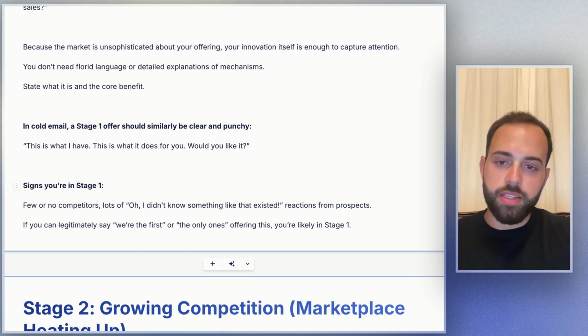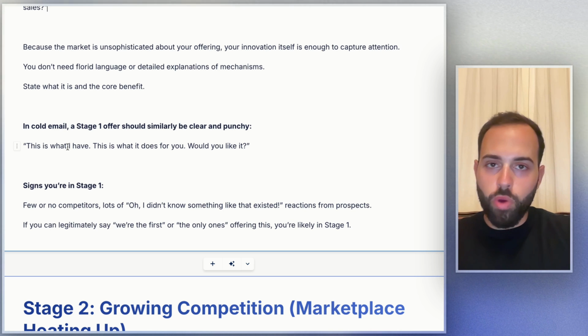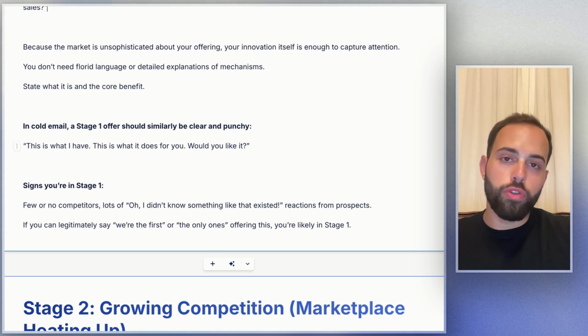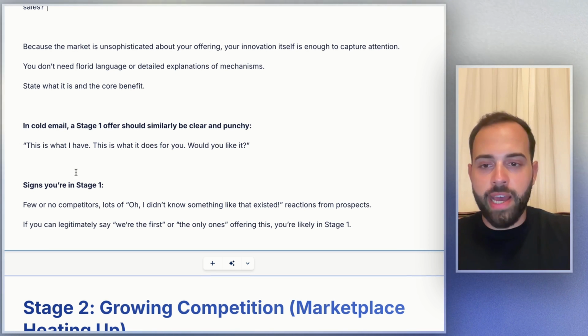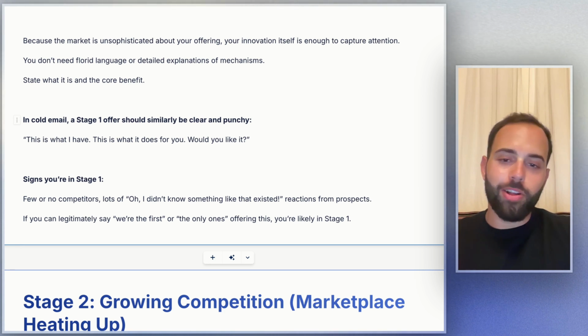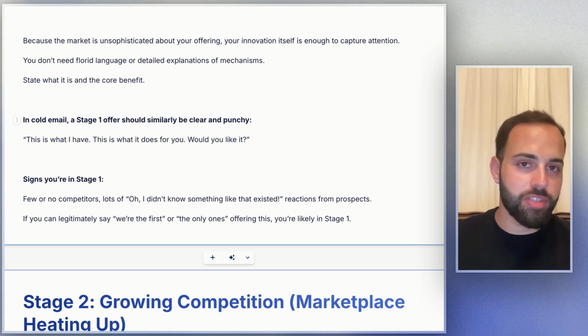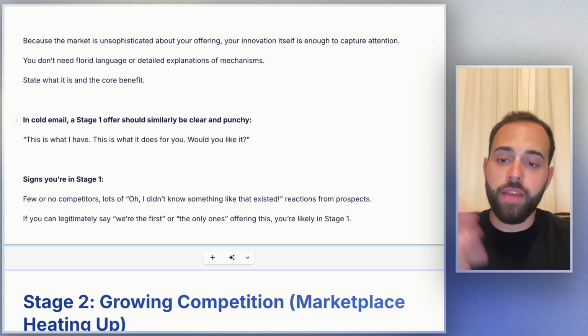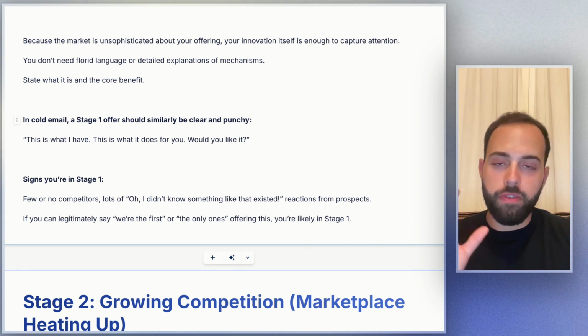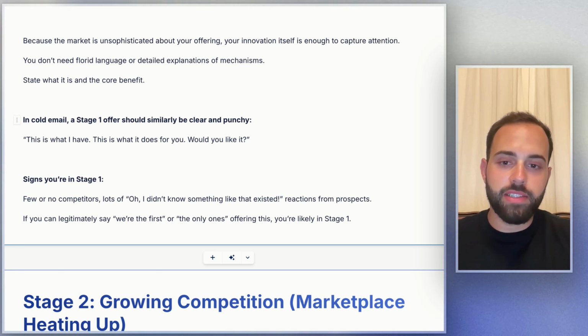So in a cold email, a stage one offer should similarly just be clear and punchy. This is what I have. This is what it does for you. Do you want it? So a couple of signs that you're in stage one: you have few or no competitors. You get lots of "oh, I didn't know something like this existed" reactions or responses from your prospects. And if you can legitimately say that we are the first or we are the only ones offering this, it means that you're likely in stage one.